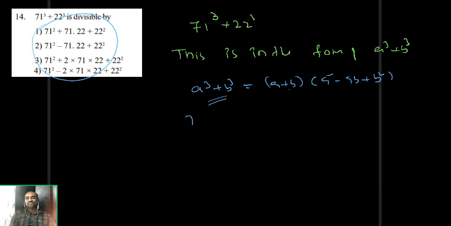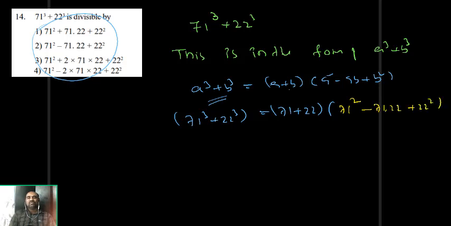Then I can say that 71^3 + 22^3 is equal to (71 + 22) into (71^2 − 71 into 22 + 22^2). What is the meaning of that? This is divisible by either 71 plus 22 or 71^2 − 71 into 22 + 22^2. Try to identify where that is. 71 square minus... okay, this option 2 is correct.